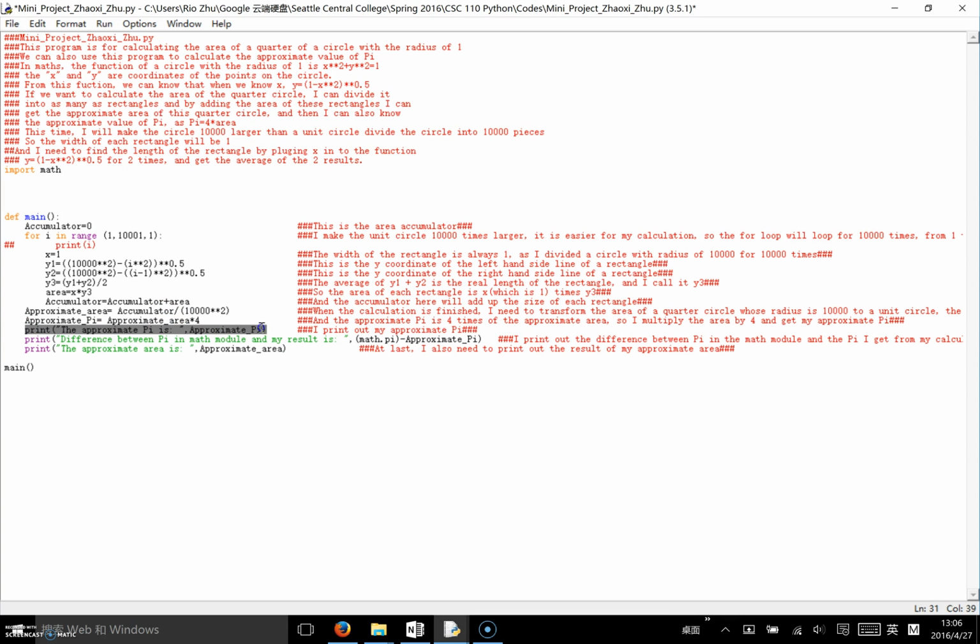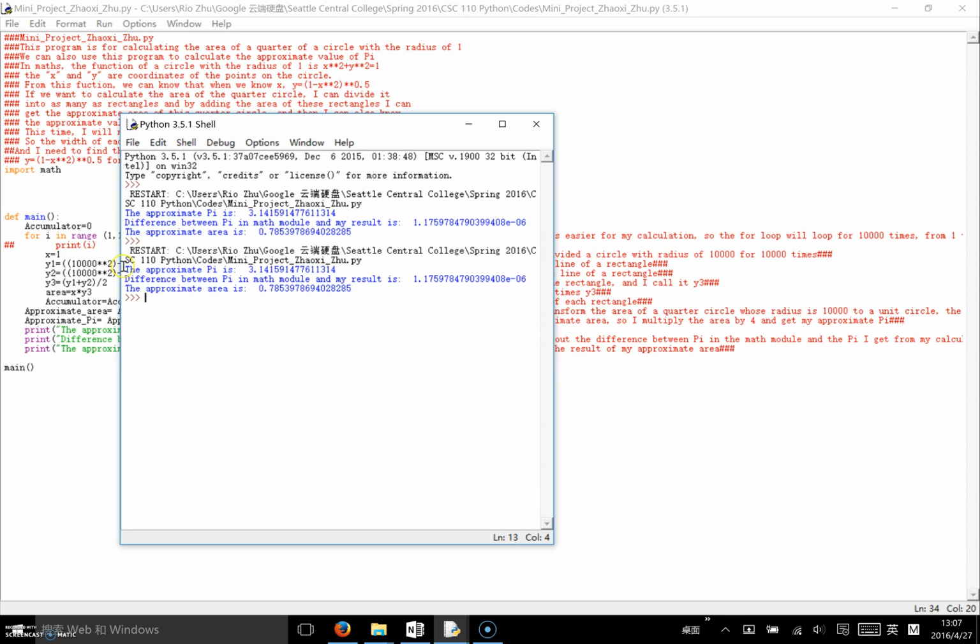Then I will print out the result of the approximate pi, and the difference between the pi in the math module in Python and the pi I get from my calculation. And at last I will also print out the approximate area of the quarter circle of the radius of 1. So let's run and see what happens.